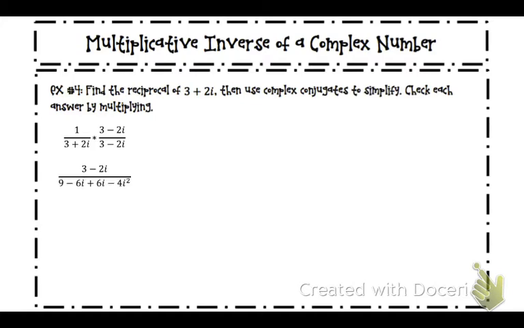You multiply that out, so you get 9 minus 6i plus 6i minus 4i squared. Those 6i's cancel. 9 minus 4 times i squared, which equals negative 1. So that's 3 minus 2i over 9 plus 4, which is 3 minus 2i over 13. You could leave it like that, or you can split it up. So that's 3 over 13 minus 2 over 13 i. That's it. Okay.